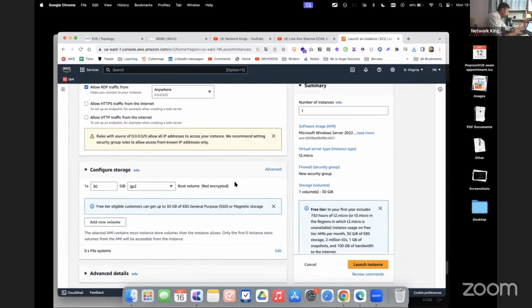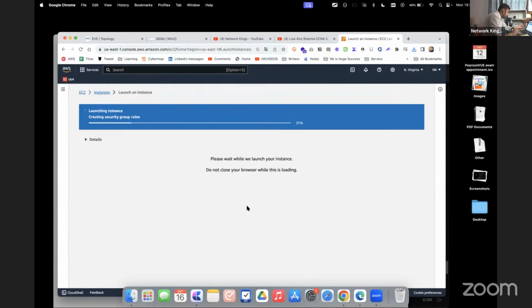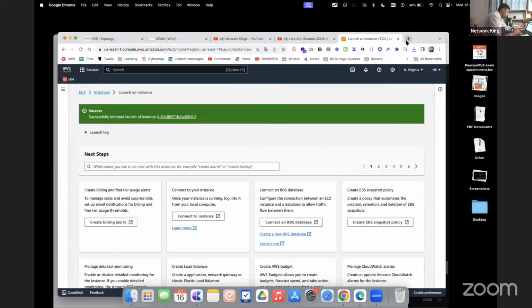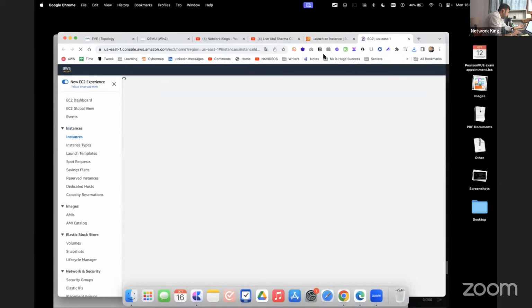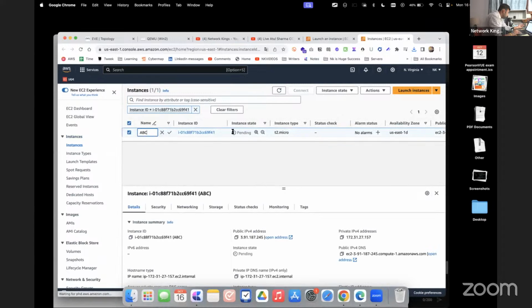Okay, so this is what is basically called a virtual machine. I'm just sharing that we can create. This is also a virtual machine. Okay, don't forget to stop. And within 1 minute, the server is ready. It's showing pending, but very soon we will be able to access this server.